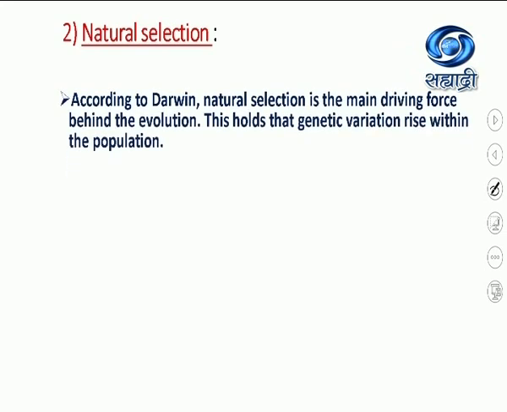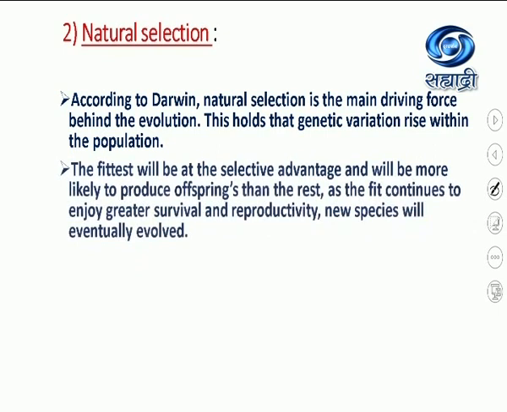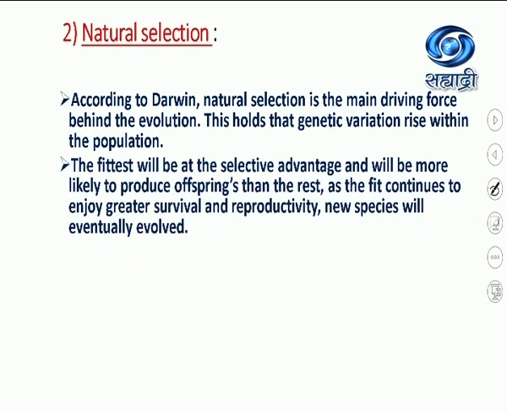Second important concept of modern synthetic theory is natural selection. Nature is playing a very important role in selecting a species. According to Darwin, natural selection is the main driving force behind evolution. This holds that genetic variation arises within the population. The fittest will be at the selective advantage and will be more likely to produce offsprings than the rest.